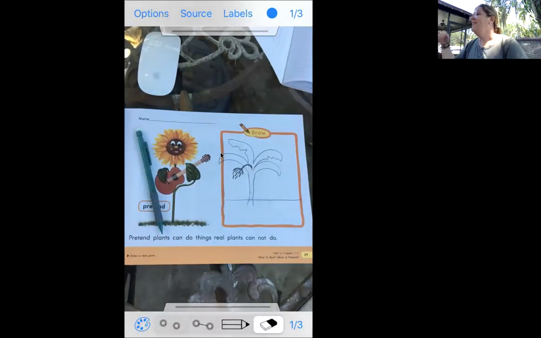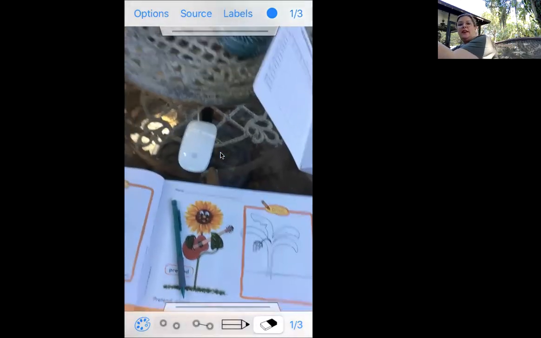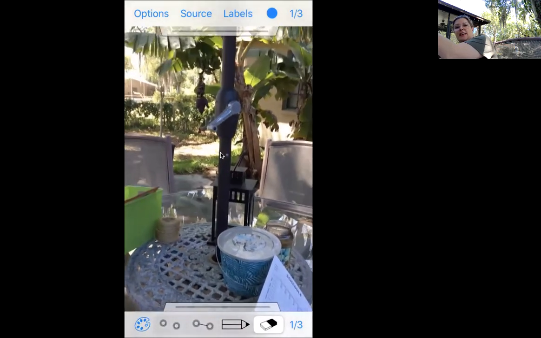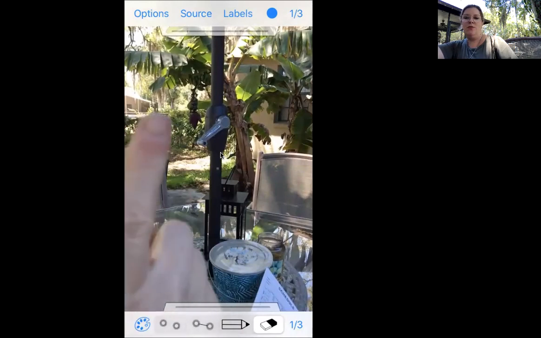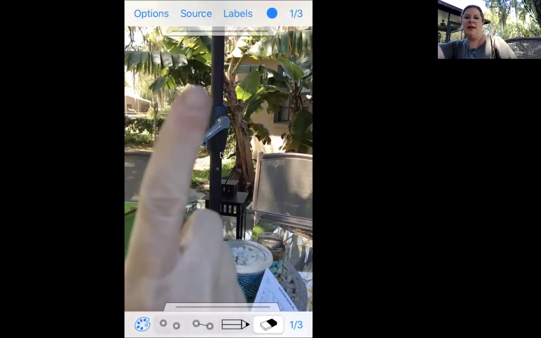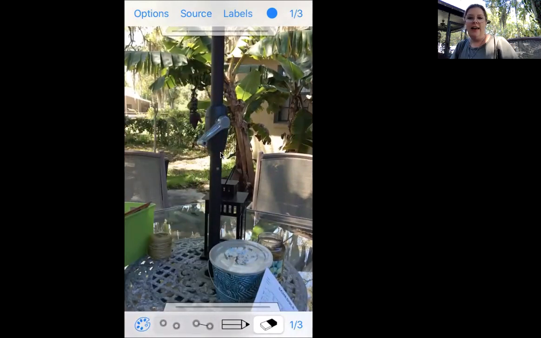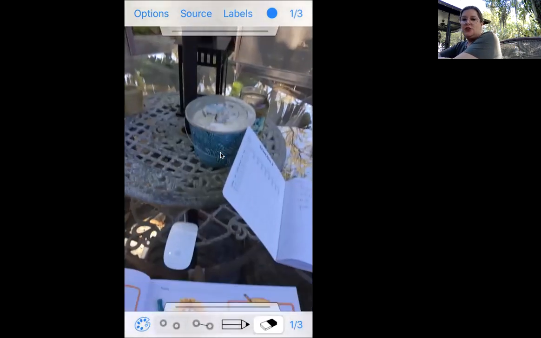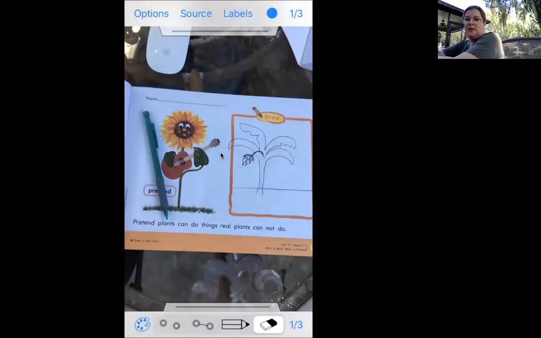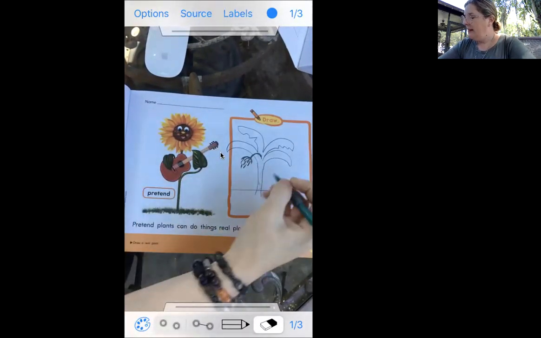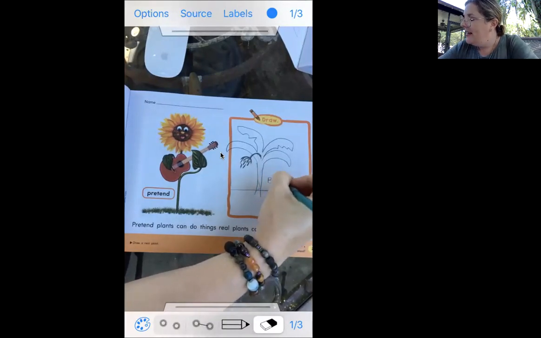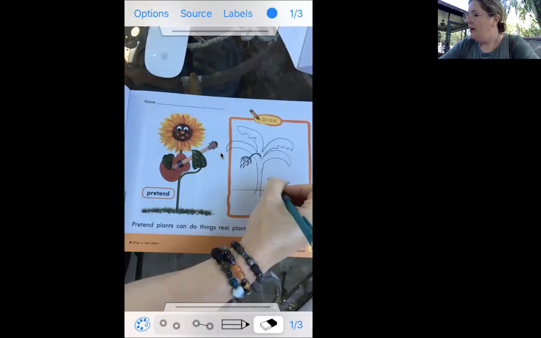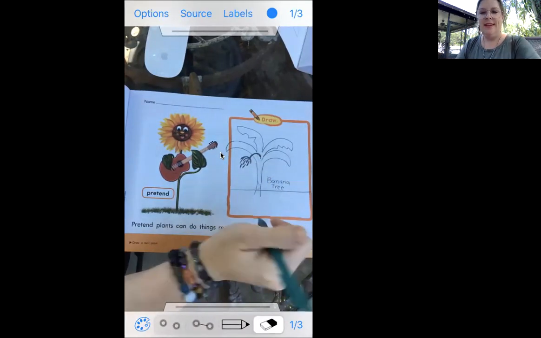And you know what? I have one, and it's right over here. Let's see if you guys can see it. Do you see the banana plant right there? It's right there. And do you see the bananas right at my fingertip? Right there. I have a banana tree in my yard that has bananas on it, just like the plant that I just drew in my science book. So I'm going to label this banana tree. Banana tree. Nice.